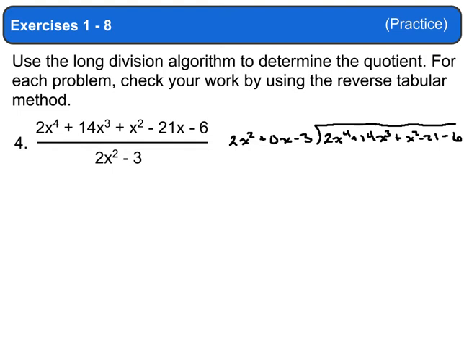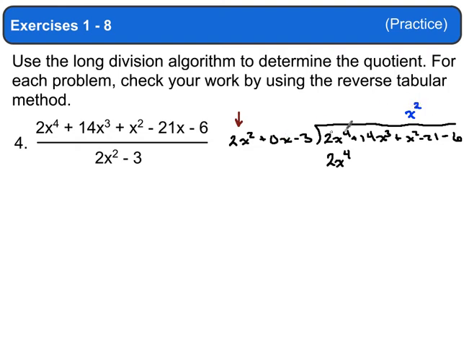So when we divide, again, the rules don't change. We just had to add a placeholder. We're still going to divide with this one. And so 2x to the 4th divided by 2x squared is going to be x squared. Now again, you get to line family members up, so I have to start my answer all the way over here. That's x squared. Then we're going to do the distributive property. X squared times 2x squared is 2x to the 4th.